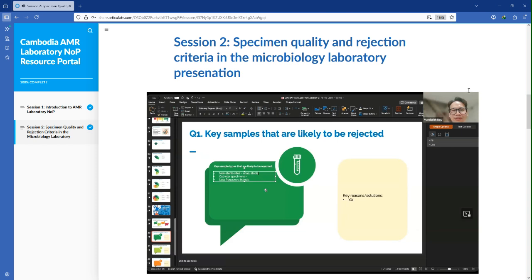Actually, in our team we didn't discuss catheter specimens. We just talked about the blood culture. Okay, no worries. So not rejecting blood cultures.